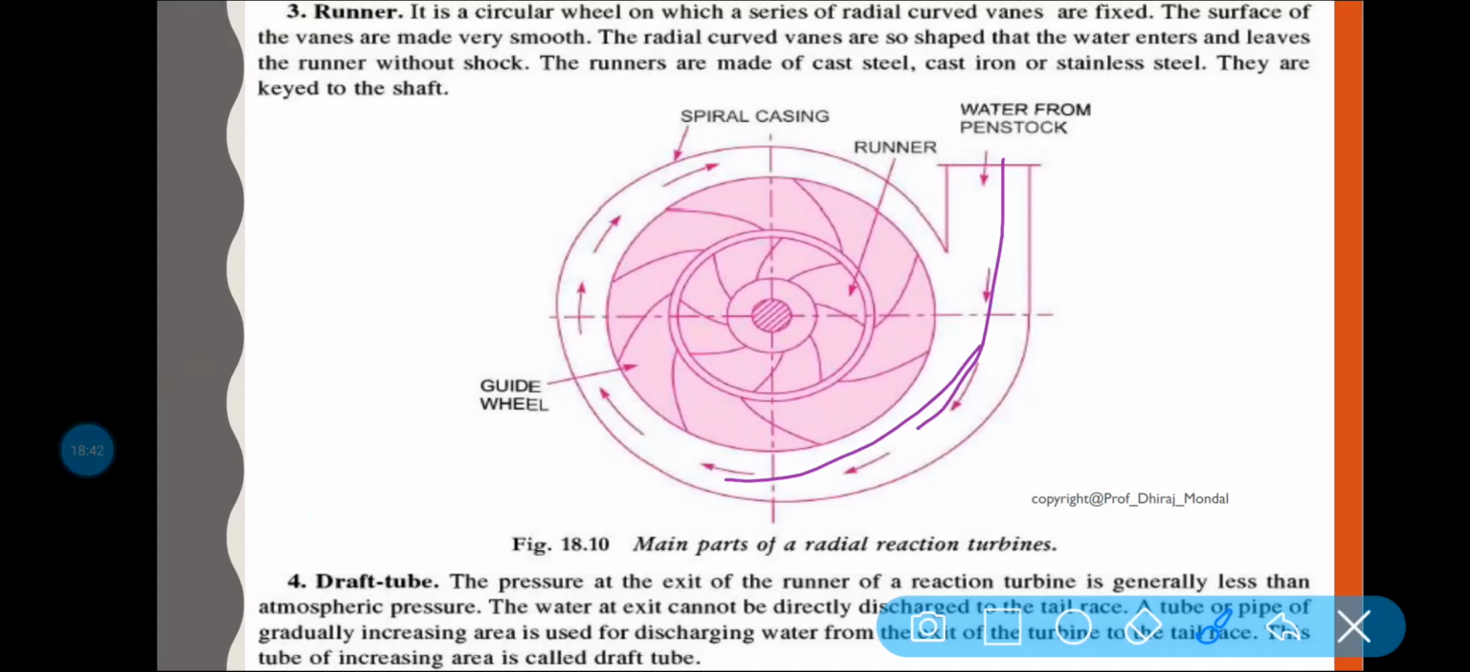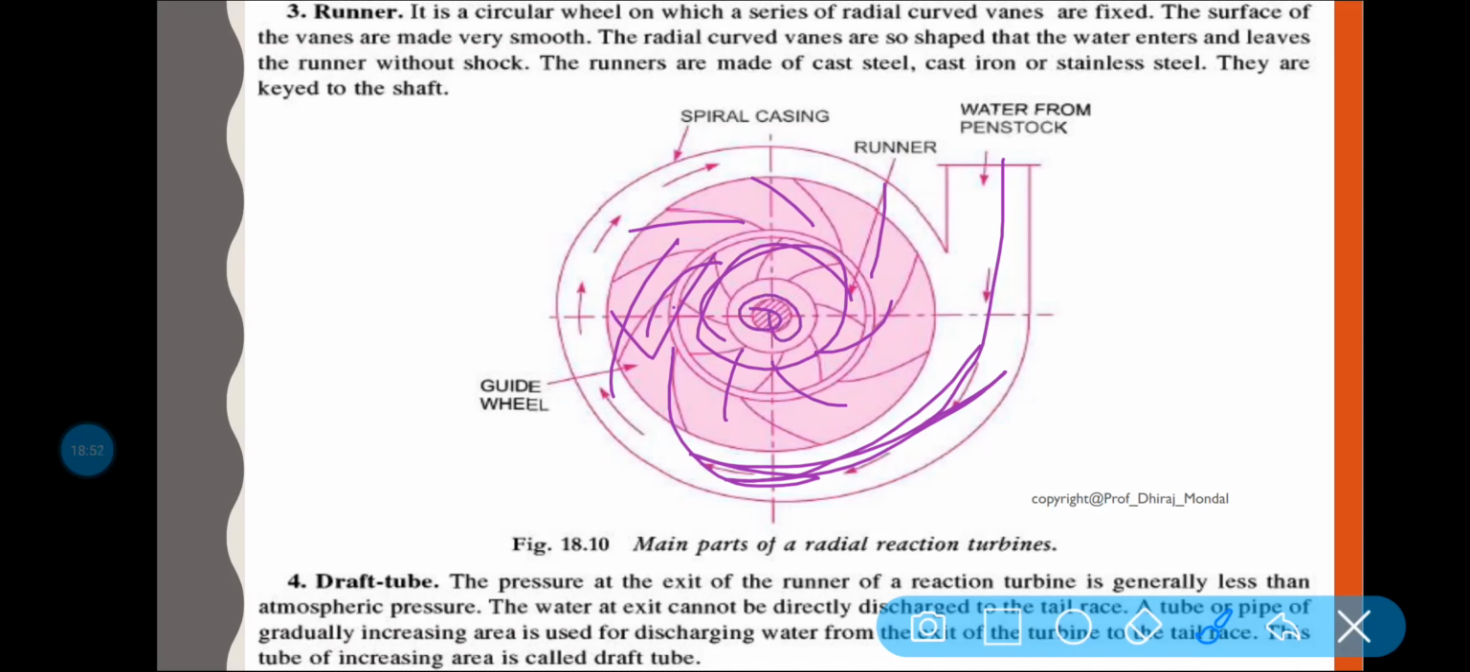Some path is given and the water enters into the guide wheel, and this is your runner, and the runner is rotating. On the opposite side of the runner, the water is coming out through the draft tube. How it is happening, let us discuss.